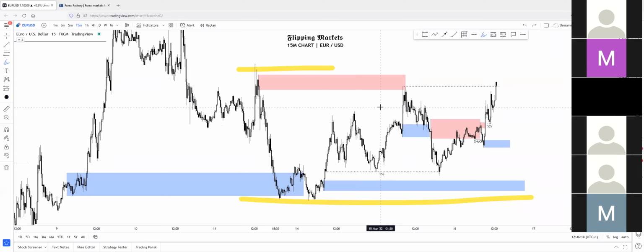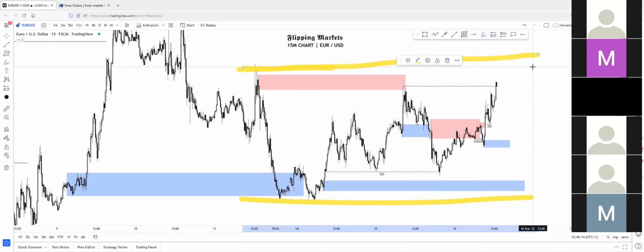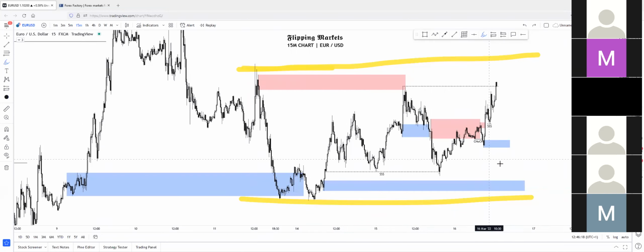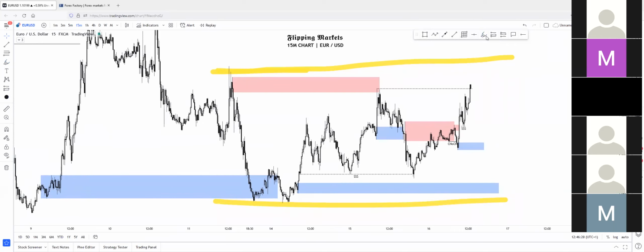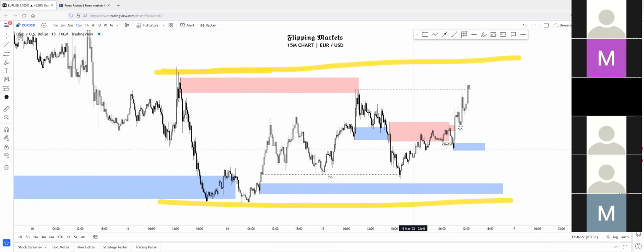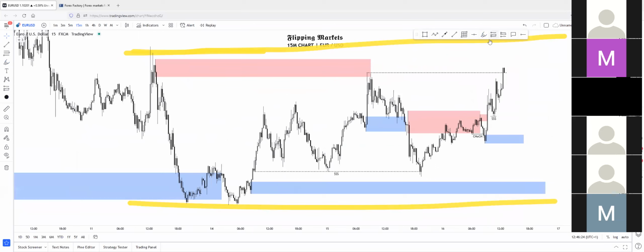So let me just clarify something. There will be a change of character to the upside if this high point breaks. There will be a break of structure to the downside if this low point breaks. This is the overall higher time frame structure. But on this substructure, we can identify several highs and lows, several weak highs and lows.